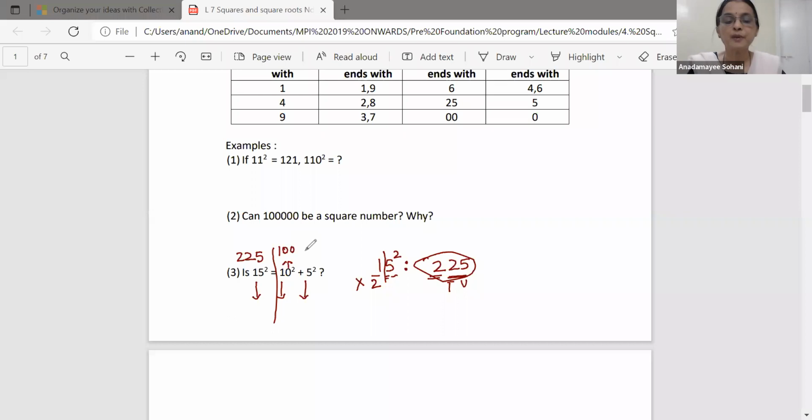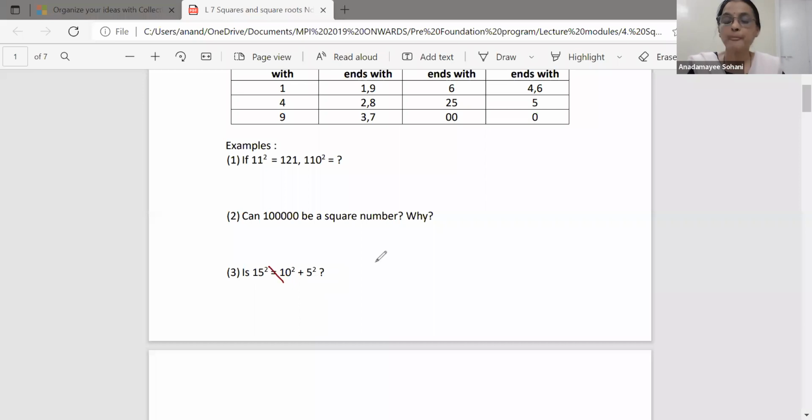What is 5 square? It is 25. So what is 100 plus 25? 125. So is 15 square equal to 10 square plus 5 square? My answer is no. 15 square is not equal to 10 square plus 5 square.